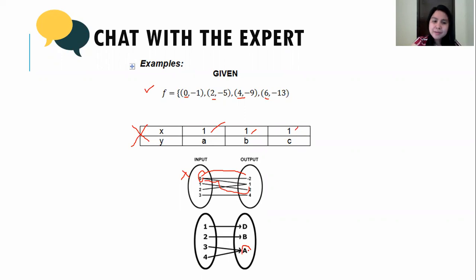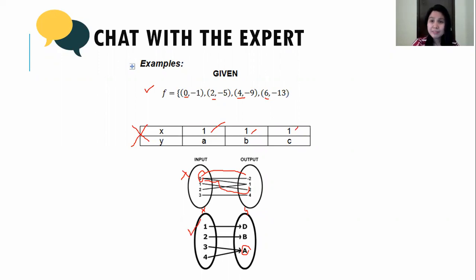Ma'am, the A repeats. Yes, but it's only in the Y coordinates. We're just looking at the X. Is the X repeating? We check. 1, 2, 3, and 4. It's not repeating. Therefore, this is a function.